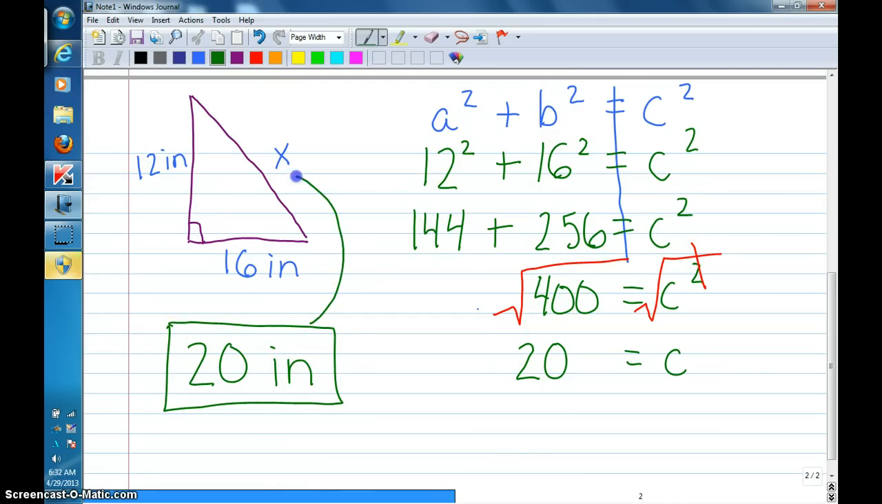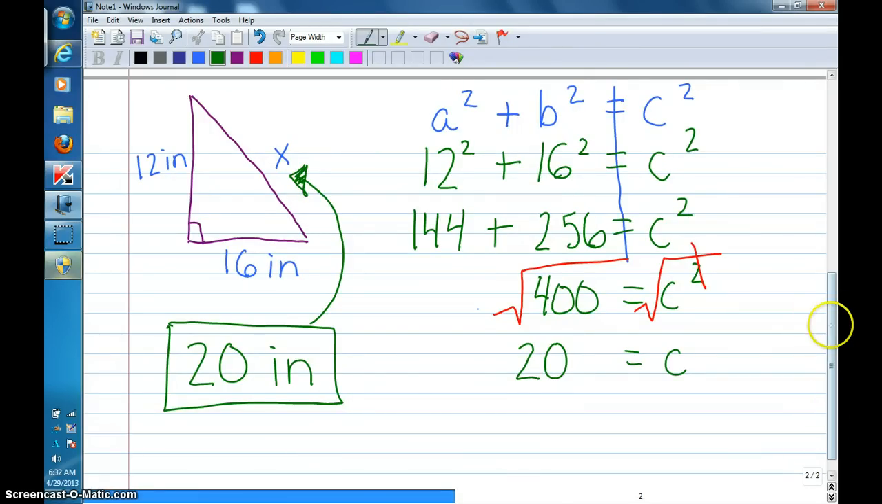And this answer, we can check, makes sense because it is longer than the legs. It is longer than 16 inches. So that's a reasonable answer. Sometimes they don't always come out to a whole number, but you can use your calculator for finding the square root on these kind of problems.